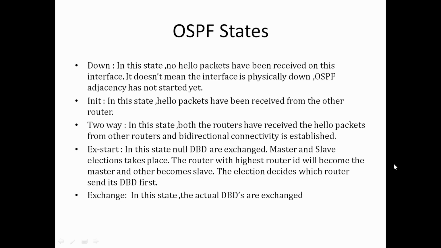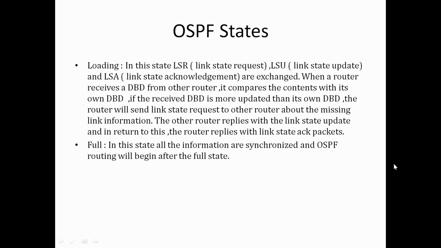And in exstart state, null DBDs are exchanged, master and slave election takes place, and the router with the highest router ID becomes the master and the other becomes slave. The election decides which router sends its DBD first. And in the exchange state, the actual DBDs are exchanged. And then comes the loading state. In this state, link state request, link state update, and link state acknowledgement are exchanged.